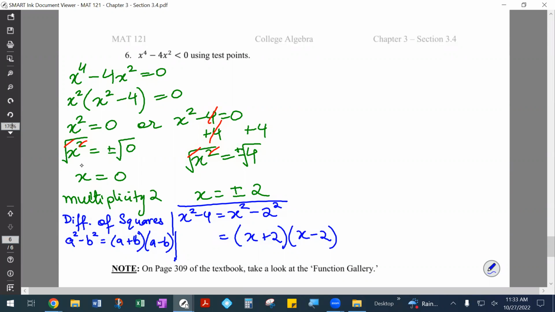So that's why you can see they actually each have multiplicity 1, right? It's not really multiplicity 2, because the x minus 2 is coming from here and the x plus 2 is coming from here. So each one of these guys will have multiplicity 1.